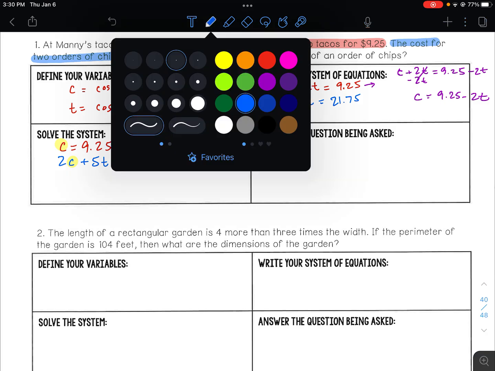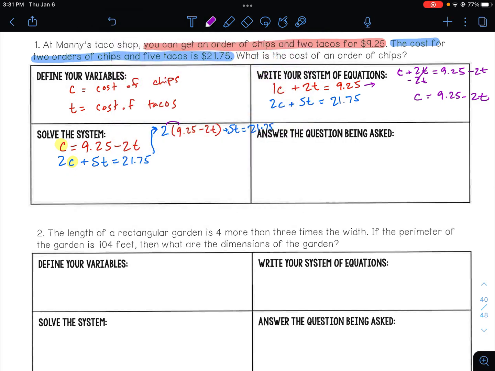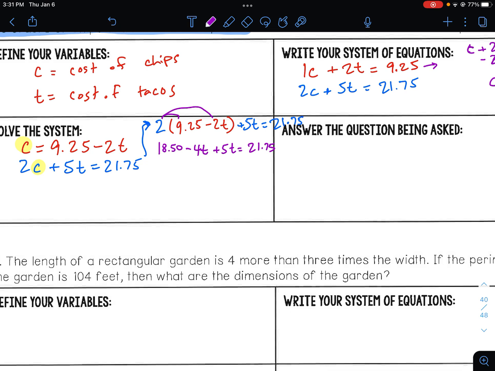I'm going to distribute this. 2 times 9.25 is 18.50. 2 times negative 2 is negative 4T, plus 5T equals 21.75. All right, combine my like terms. I've got negative 4T and 5T. That equals 1T, or just T, so 18.50 plus 1 taco equals 21.75. Is that negative or positive? That's positive. Now I need to isolate T, so I'm going to subtract 18.50 from both sides.